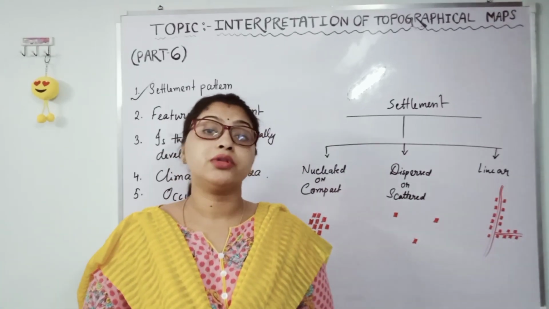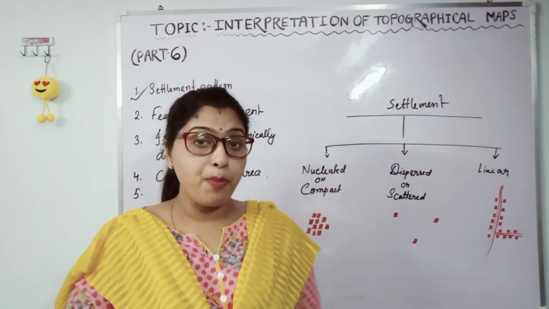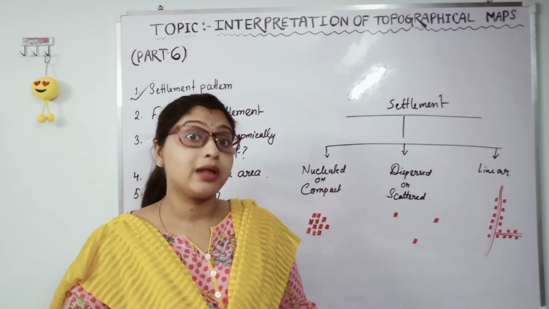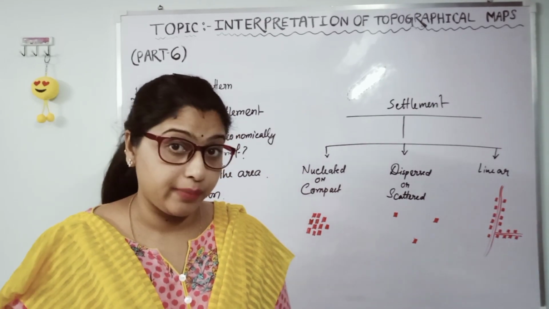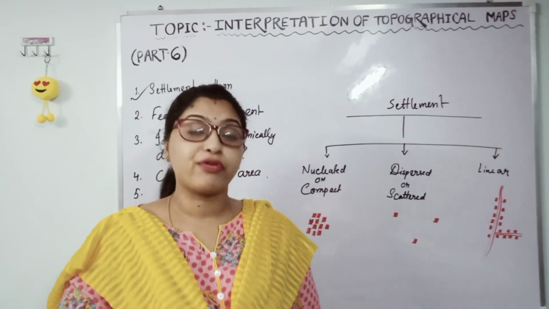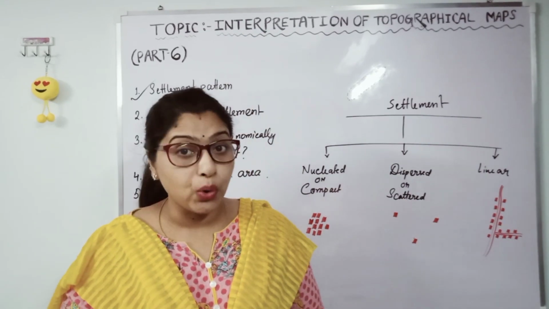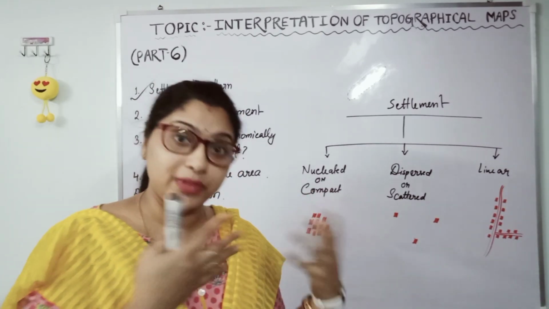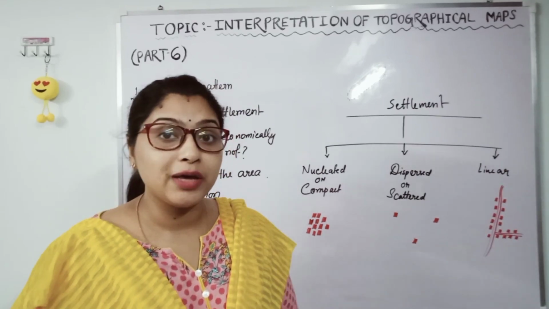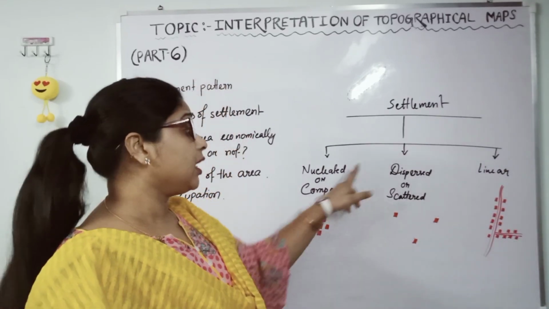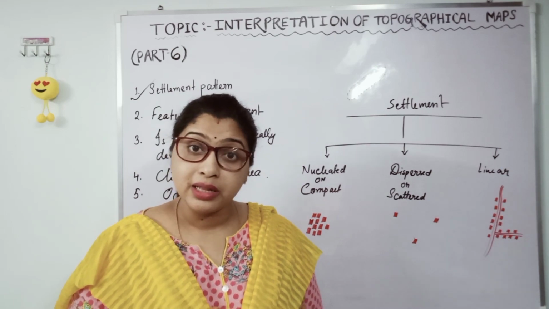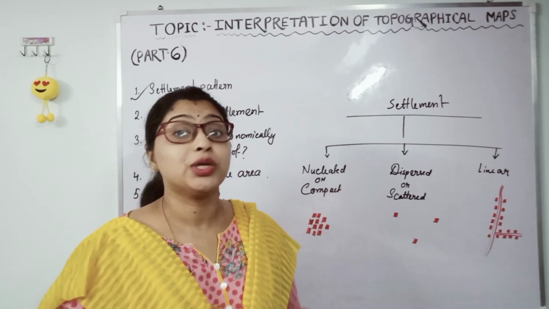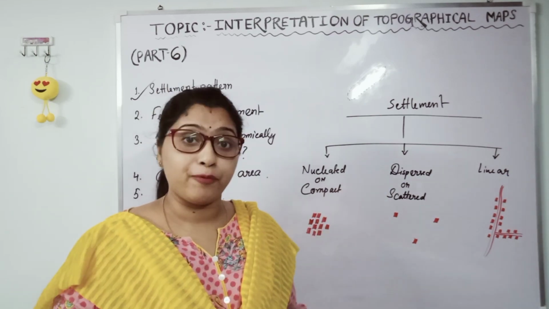In the map this kind of settlement will be given, and you have to find out what kind of pattern it is. Now one more point: nucleated compact settlement we can see in areas where all the facilities or amenities are there, like administrative offices, a network of roads and better facilities. People will definitely want to live there, because people like to live in areas where facilities are available. Dispersed settlement is where facilities and job opportunities are not there.